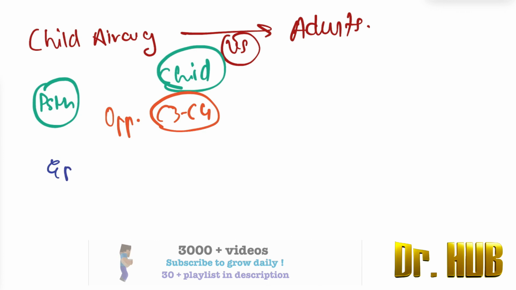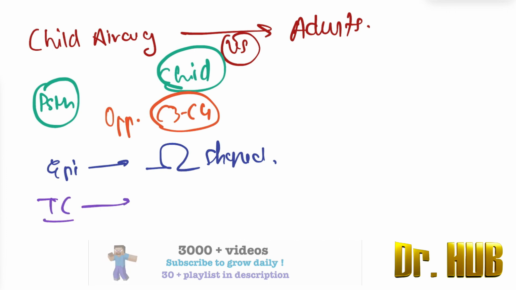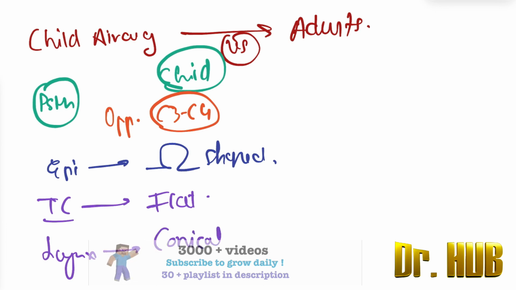And what about the epiglottis? The epiglottis is omega shaped. Then the thyroid cartilage, it is flat. What about the larynx? The larynx, if you see, it is conical in shape.